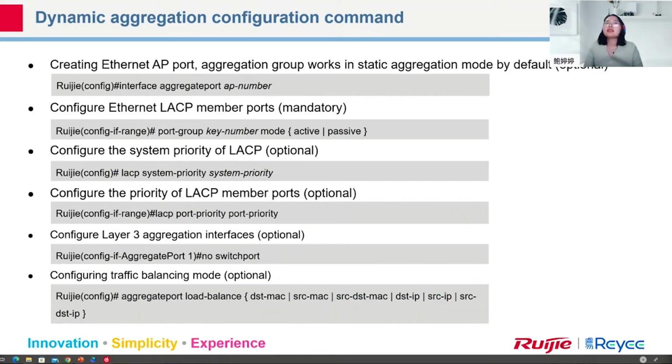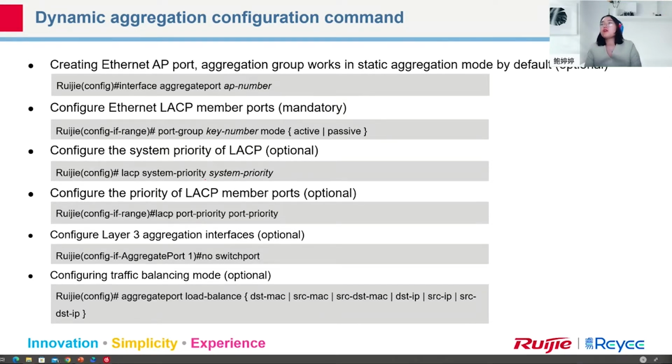Okay. And dynamic aggregation is a little different. First step, you also can create the AP port first. Then you have to add the interface into the port number. Of course, when you add the interface into the group number, you have to choose the mode to become active or passive, at least one. And you also can change the LACP priority of the system and the port.